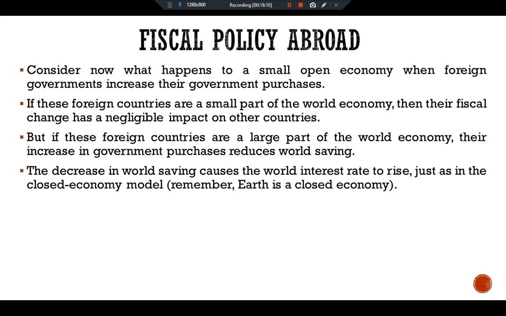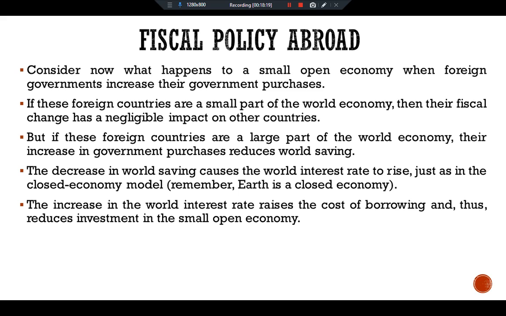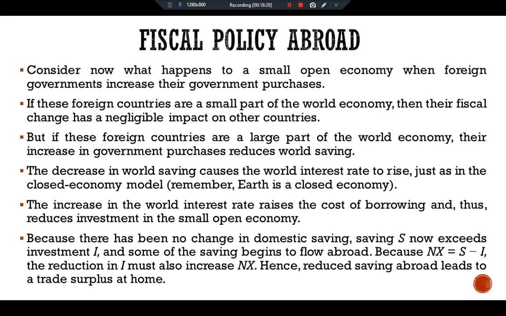We have to remember that we treat the Earth as a closed economy. So the increase in the world interest rate raises the cost of borrowing, and thus reduces investment in the small open economy. And because there has been no change in domestic saving, S now exceeds investment I, and some of the saving begins to flow abroad, because net exports is equal to the difference between saving and investment. The reduction in I must also increase net exports. Hence, reduced saving abroad leads to a trade surplus at home.